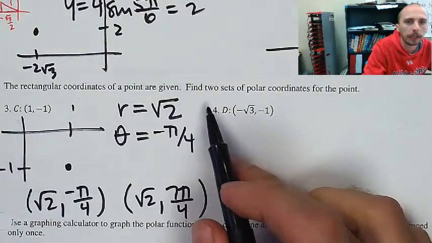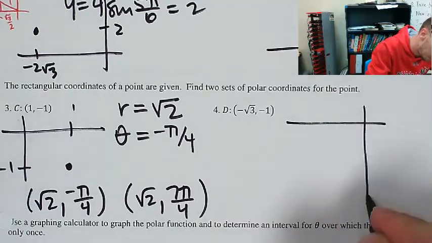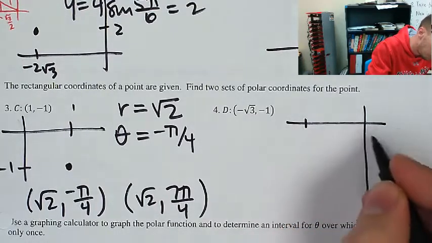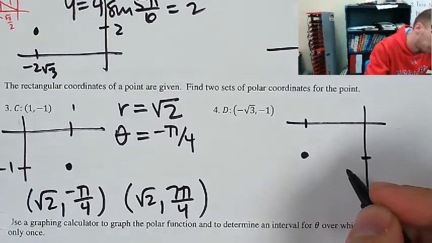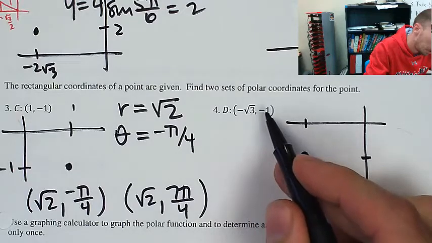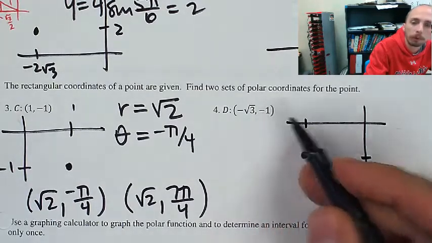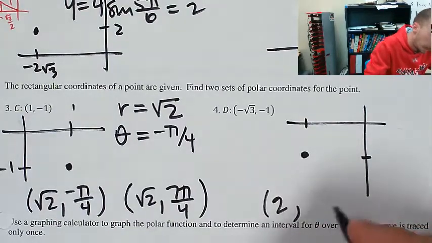Okay, negative root 3 and negative 1, so that's going to be over in the 3rd quadrant. Okay, let's draw the sketch. Negative square root 3, negative 1. All right, well, let's see, r is 3 plus 1 is 4. The square root of 4 is 2. All right, so I've got radius of 2.